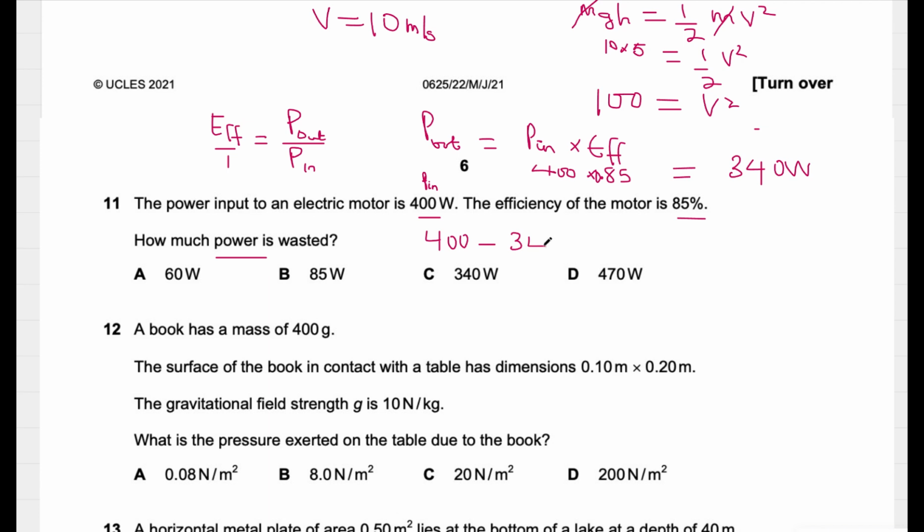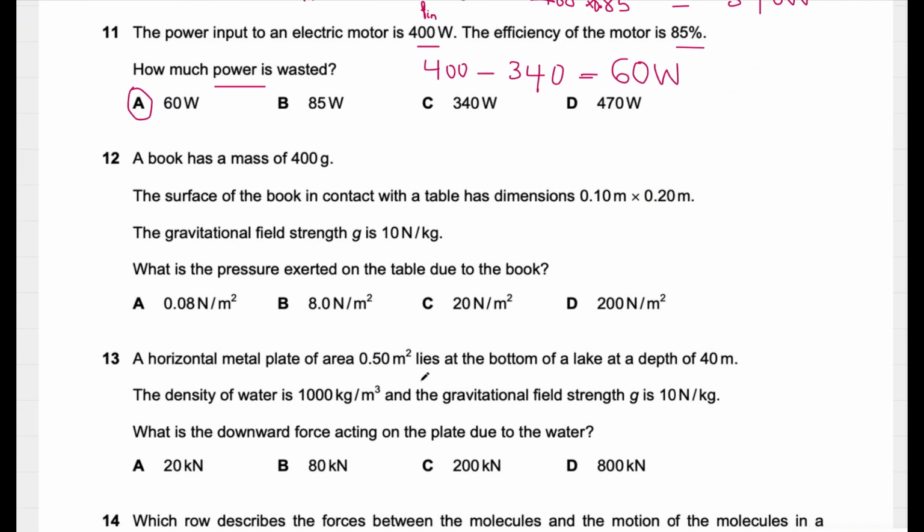You say minus 340. 400 is the input. The output you got was 340. What do you get? 60. So 60 watts of power has been wasted. So the answer is A. 60 watts of power has been wasted because your input, the power you put in, is bigger than the power we got as the output. So some has definitely been wasted. Now let's go to question 12.